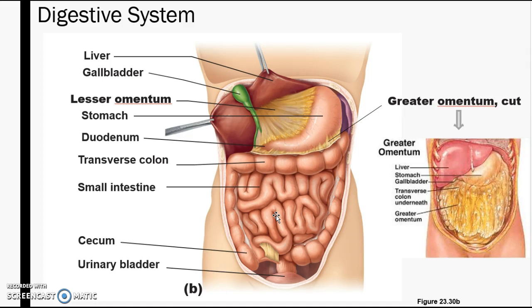On the right-hand side in that smaller picture, you see the greater omentum, which is cut away in the larger picture so you can see the intestines, but that greater omentum is mostly fat, and it drapes over the intestines like a curtain.